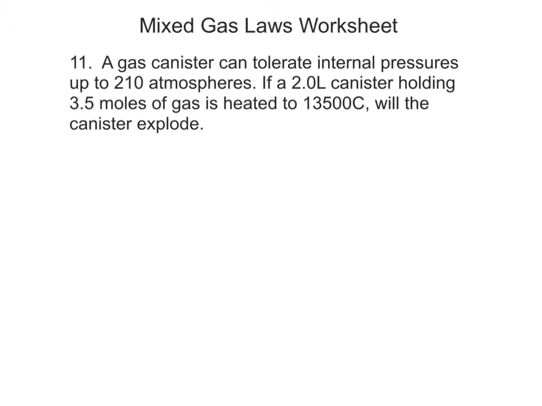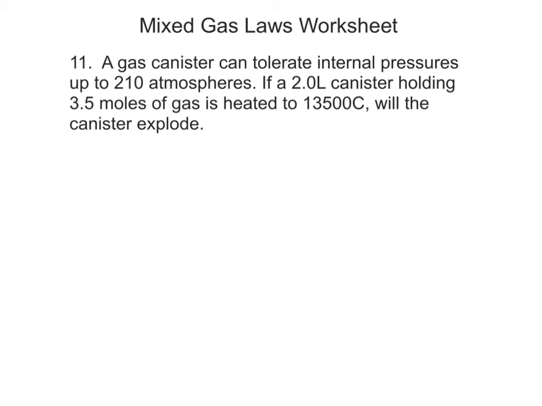Okay, so the first one I've chosen is number 11. It says a gas canister can tolerate internal pressures up to 210 atmospheres, and if you had a 2-liter gas canister and it had 3.5 moles at 13,500 Celsius, is that going to cause that canister to explode? I chose this problem because it's asking you to make an evaluation. It's not just asking you to do a calculation. You have to do a calculation and use that information to make a comparison. And in this case, you're comparing a pressure.